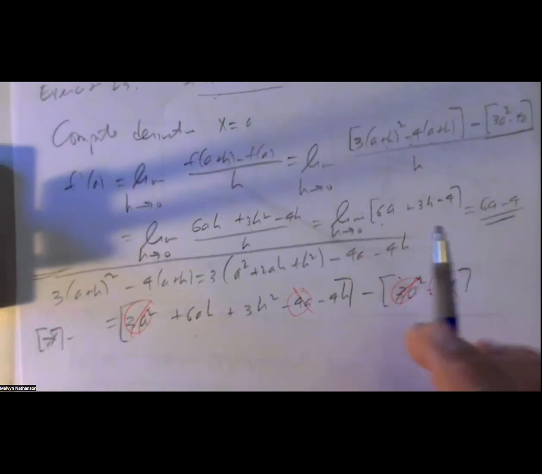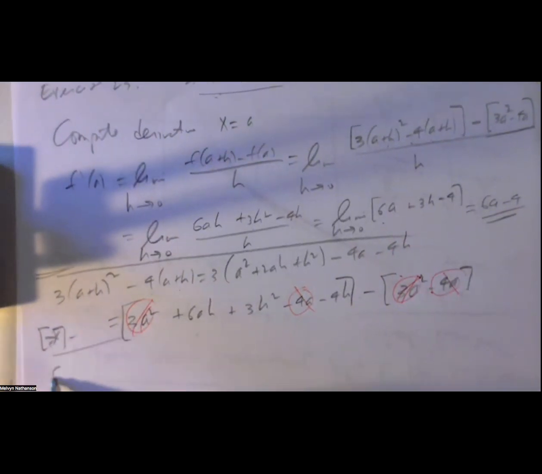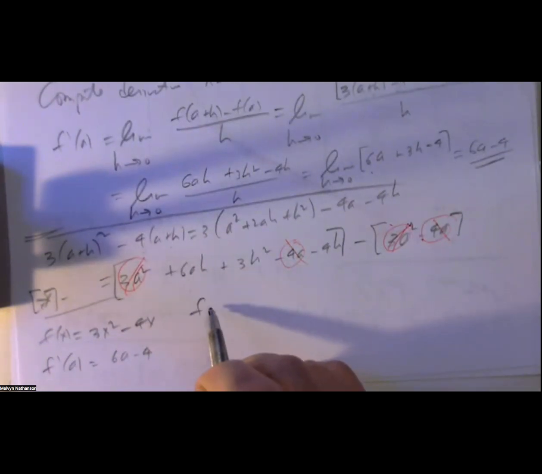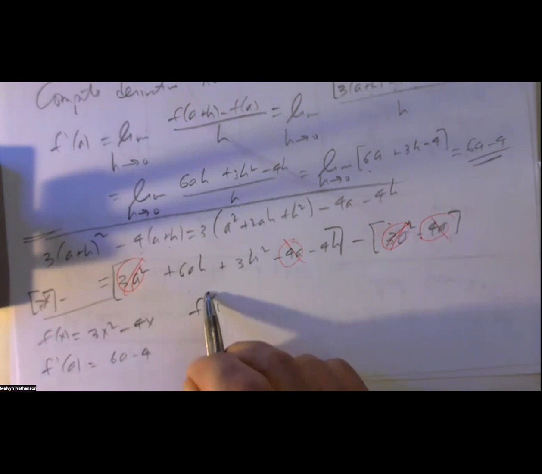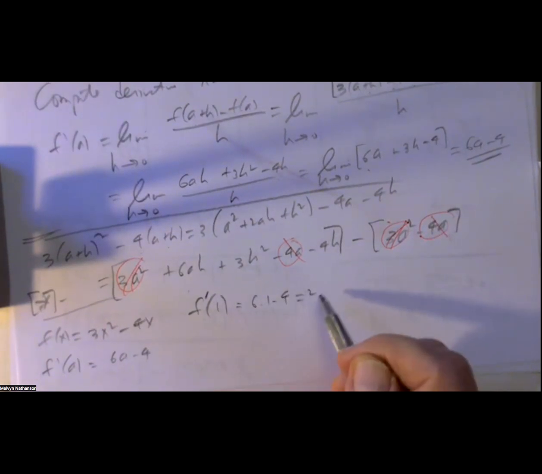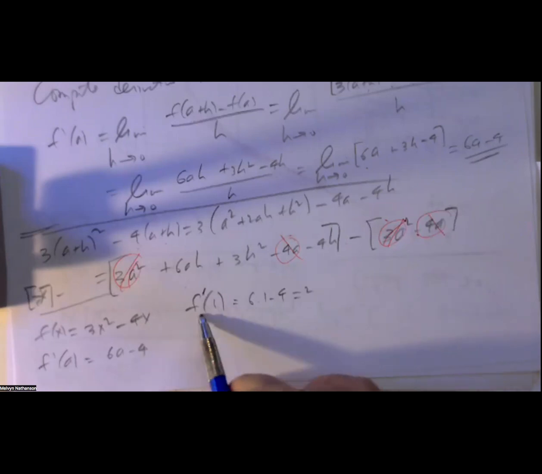So what I've done is just compute a derivative. I've shown that if f of x is 3x squared minus 4x, f prime at any point a is 6a minus 4. So in particular, when a is equal to 1, f prime of 1 is 6 times 1 minus 4. 6 minus 4 is 2.